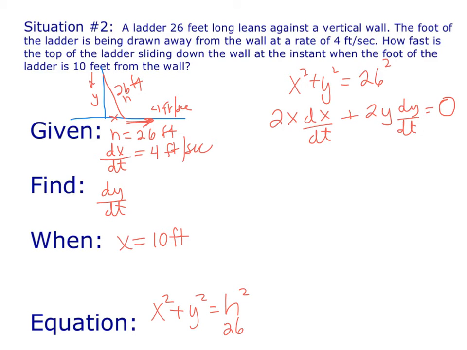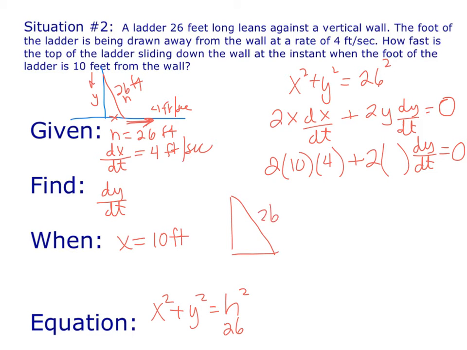Okay, so what do we know? Well, we know dx dt is 4. We know x is 10, so let's put in what we know. x is 10, dx dt is 4. We know 2. Do we know y? We may have to think a minute on that. And we want to find dy dt equals 0.